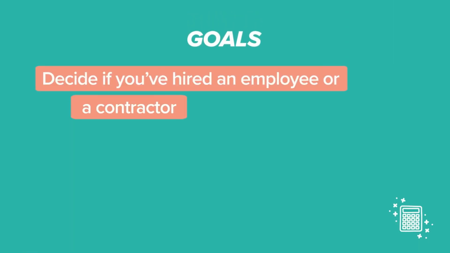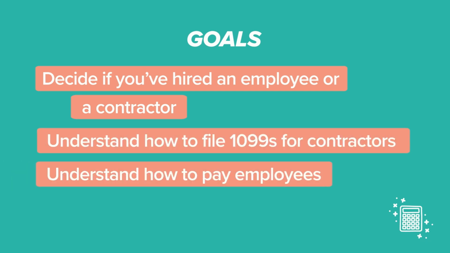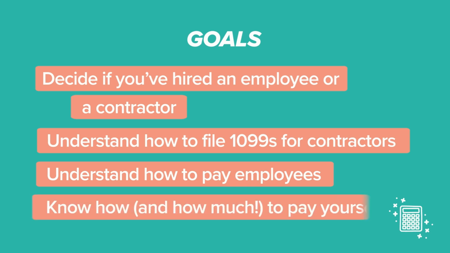Welcome to Lesson 4. Today we'll be discussing everything you need to know about hiring and paying workers. Our 4 goals for this lesson are: decide if you've hired an employee or a contractor, understand how to file 1099s for contractors, understand how to pay employees, and know how and how much to pay yourself. Let's jump in with the first thing you'll need to do when you hire someone.